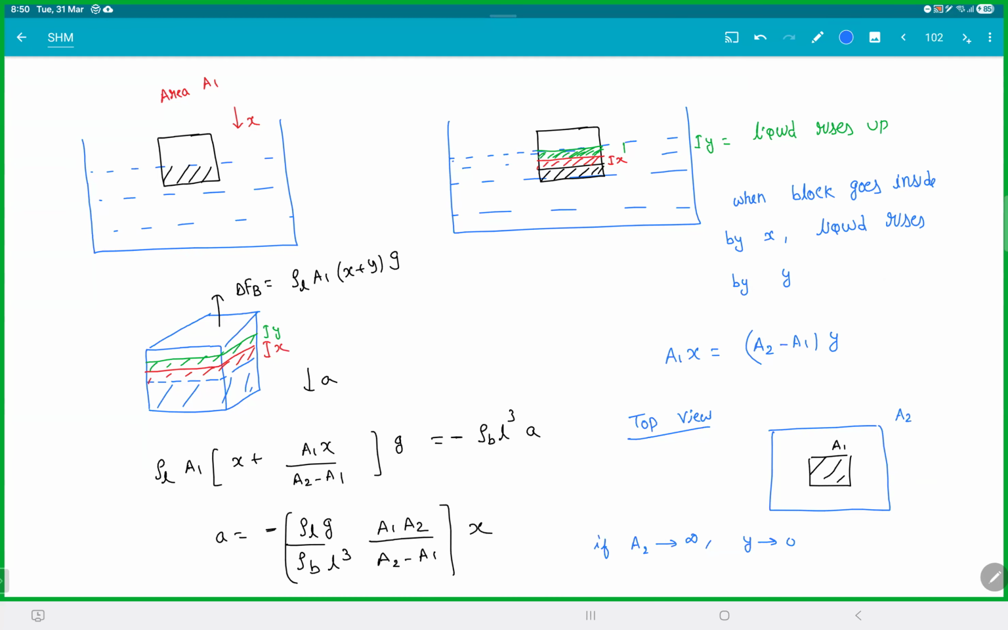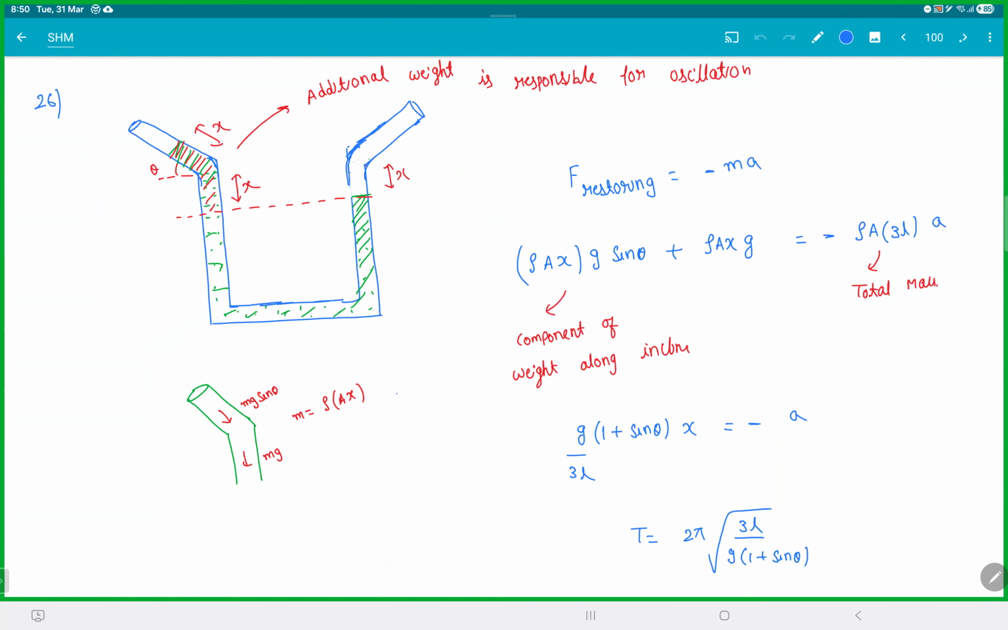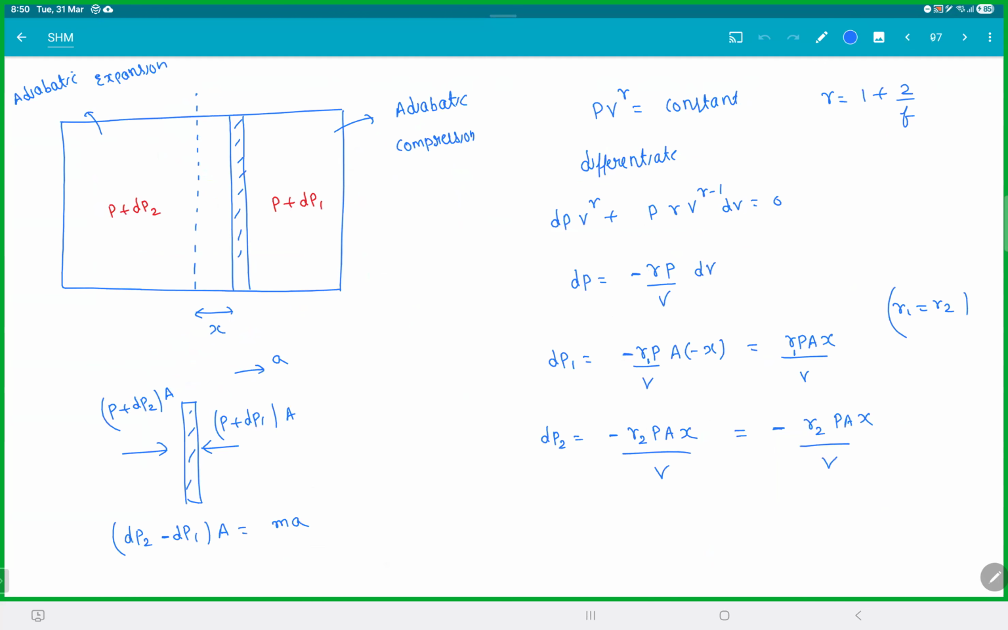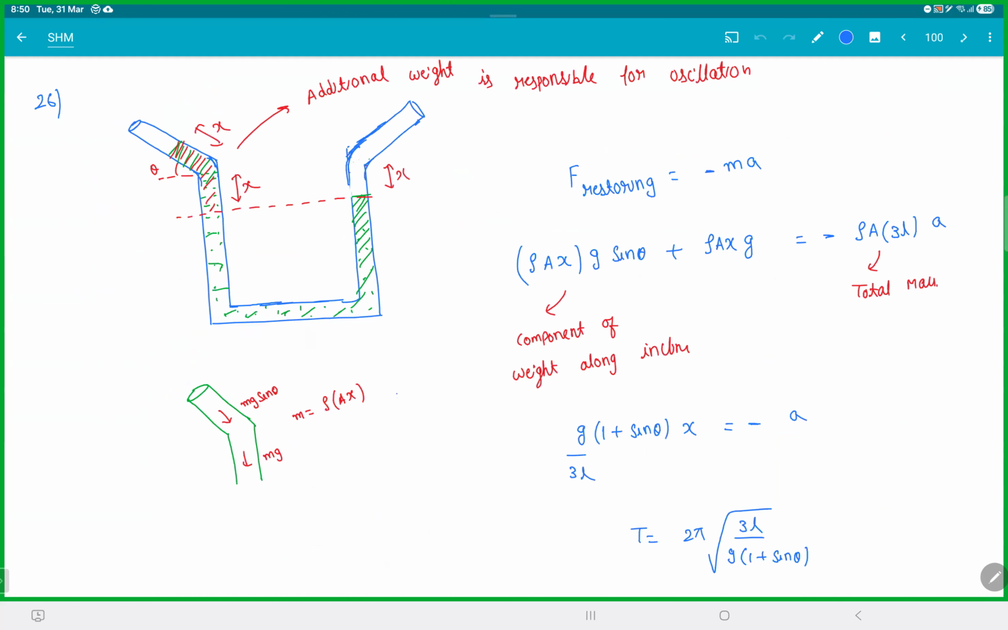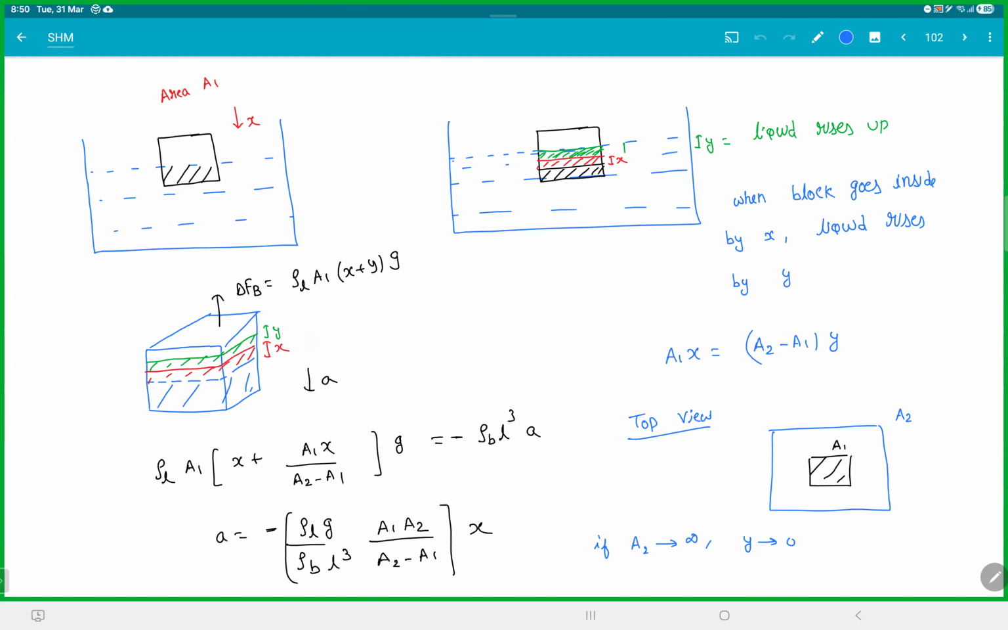So this is again fluid mechanics and SHM, right? The previous one was also fluid mechanics and SHM. This was thermodynamics and SHM. So SHM, right? You can literally bring it anywhere. So let's see one more, and we'll go ahead.